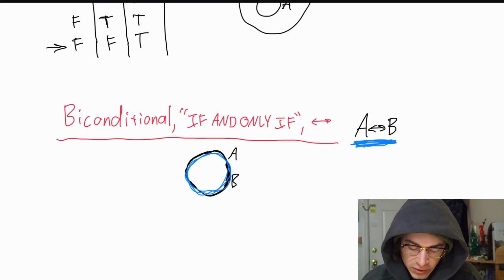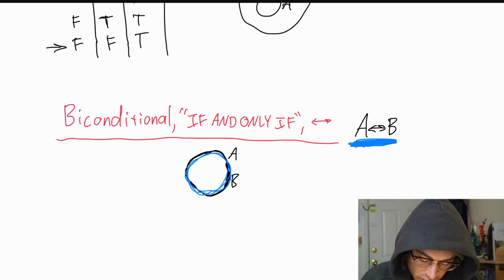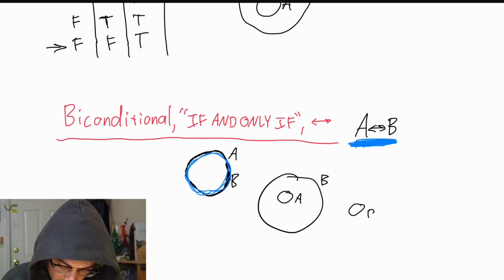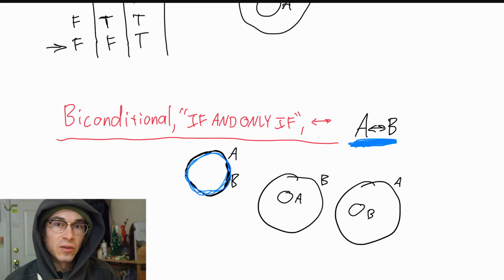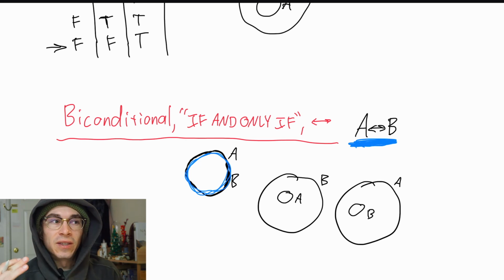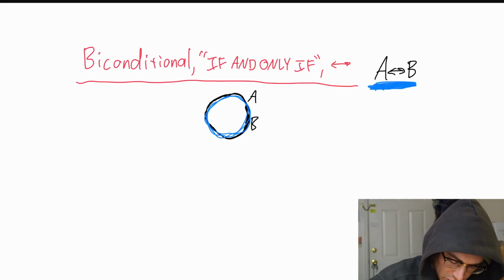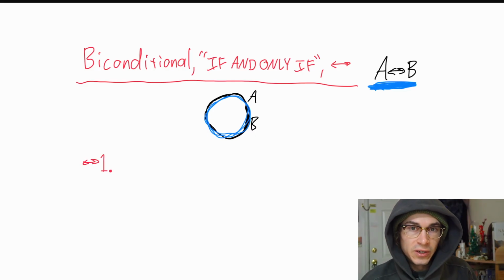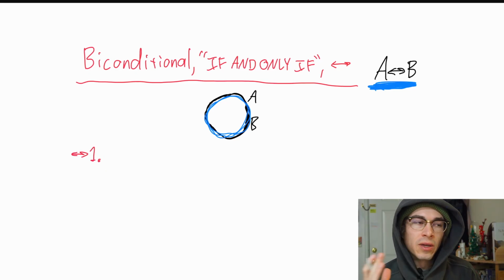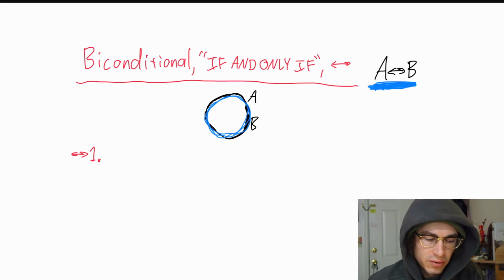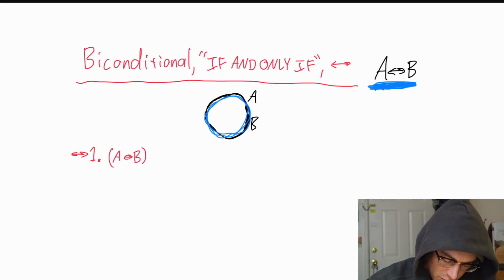If you know that this is true, and remember that A implies B is like this, then B implies A would be like this. The only way that you can have A inside of B and B inside of A at the same time is if they are exactly the same. So I'll just write out these definitions quickly, because once you see them, I think you'll start picking up on the pattern. So if A implies B and B implies A, then A biconditional B.